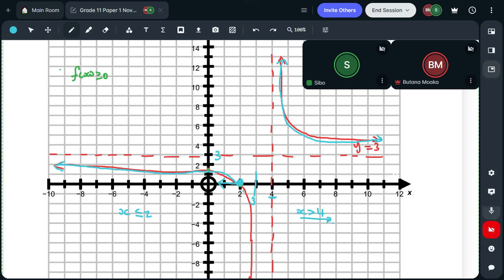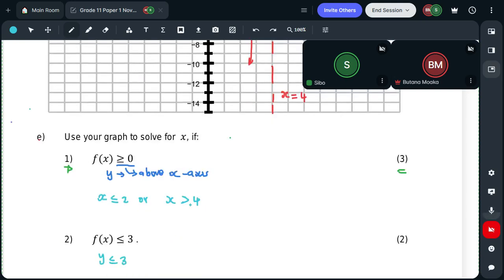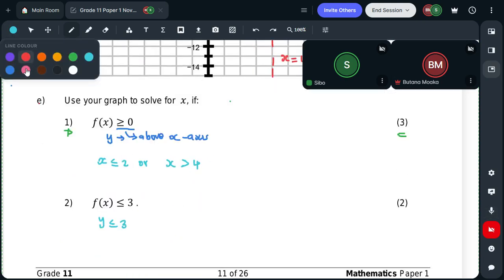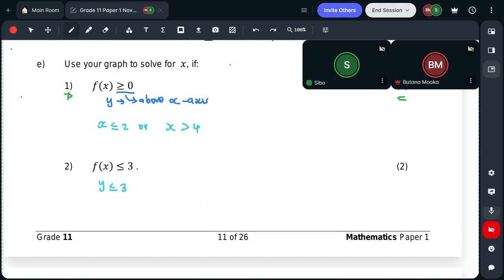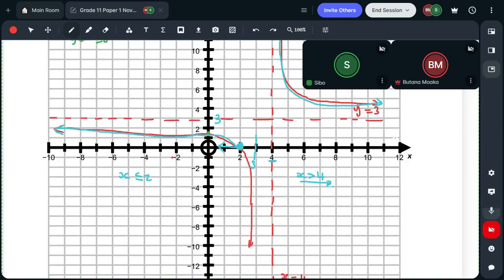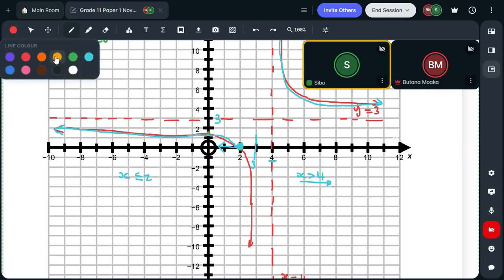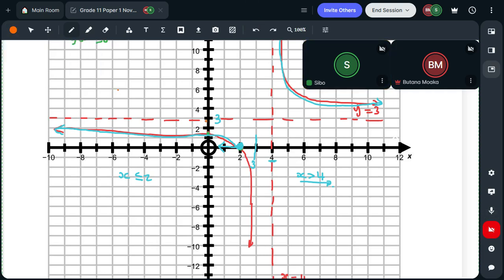So you don't have to look at the x value. They are asking where y is less than or equal to 3. You go to your y value, which is this point here. This point is y equals 3. Do you still remember that? Yes. So where is the graph less than? From this point going down. But look at this: the graph does not touch that line, so the graph must not touch 3.